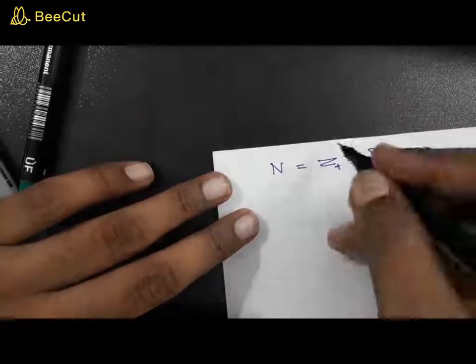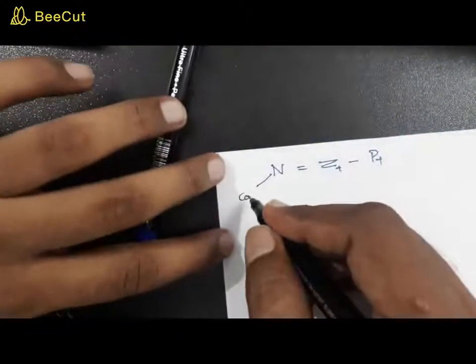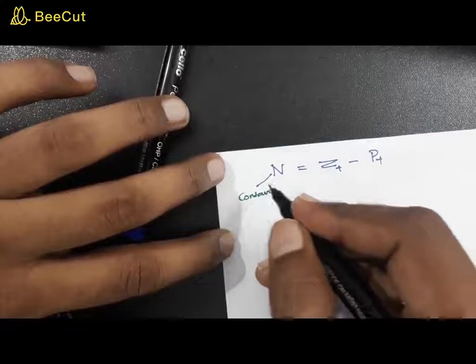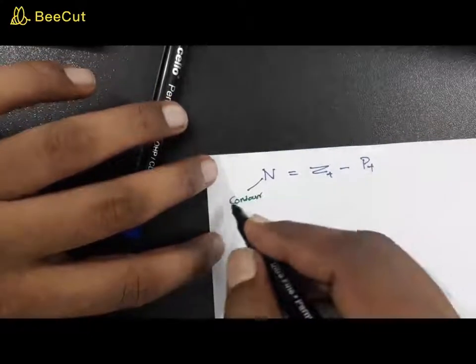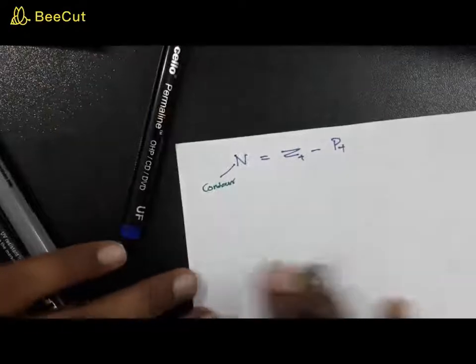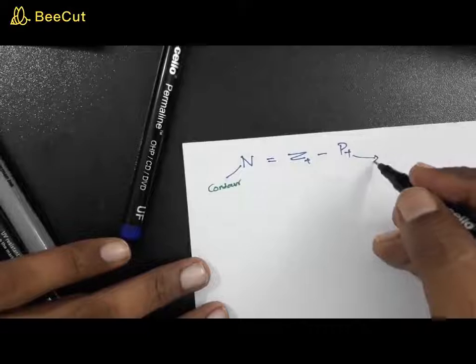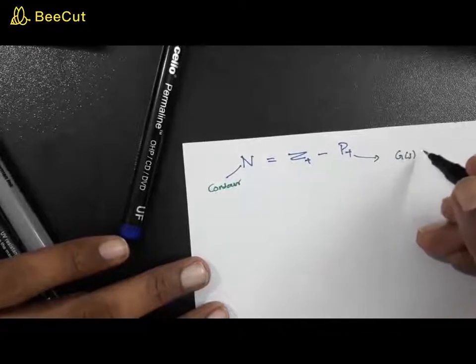Okay, so I'll be explaining what this is. This you will get from the contour. Now you don't have to worry about how to develop that contour. That is the main theme of the next session that I will be explaining. Now this P plus you will be getting from your given GsHs.